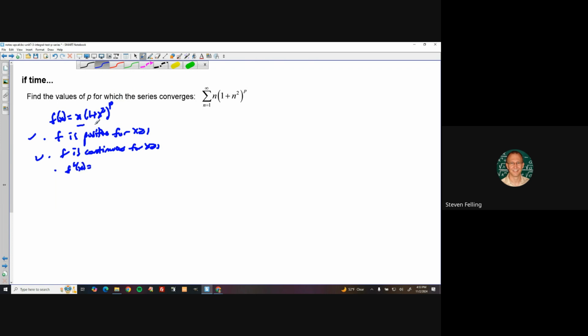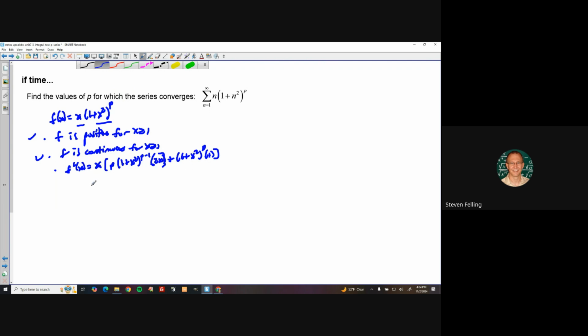That would require the product rule, right, with embedded chain rule. So it's going to be first times the derivative of the second, which is p times (1 plus x squared) to the p minus 1, times the derivative of the inside, which is 2x. That's first times derivative of the second, plus the second times the derivative of the first, which is a 1. So first times derivative of the second plus second times derivative of the first. Wow, okay. And we have to assert that that's negative, all right?